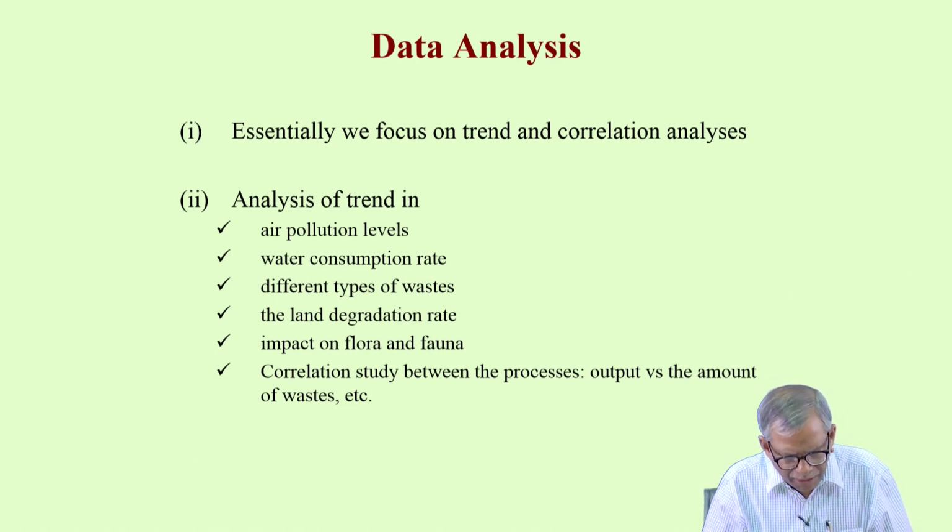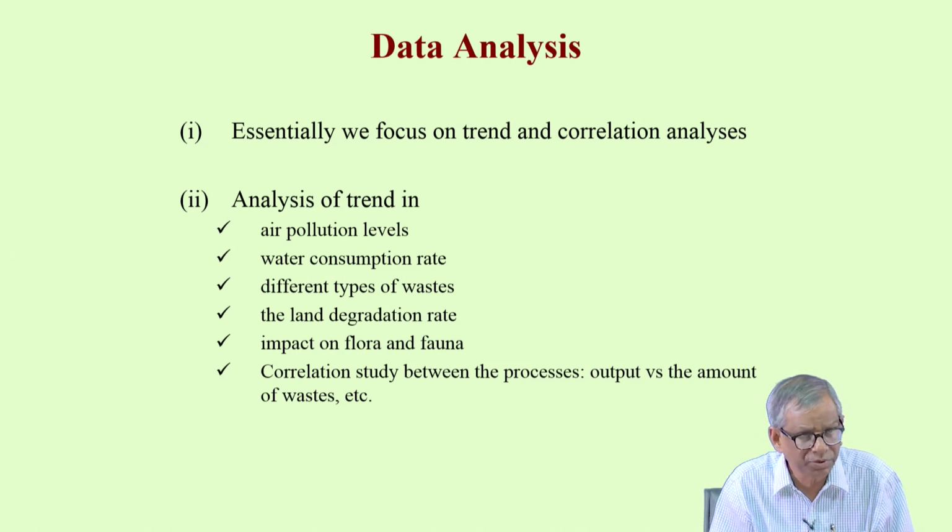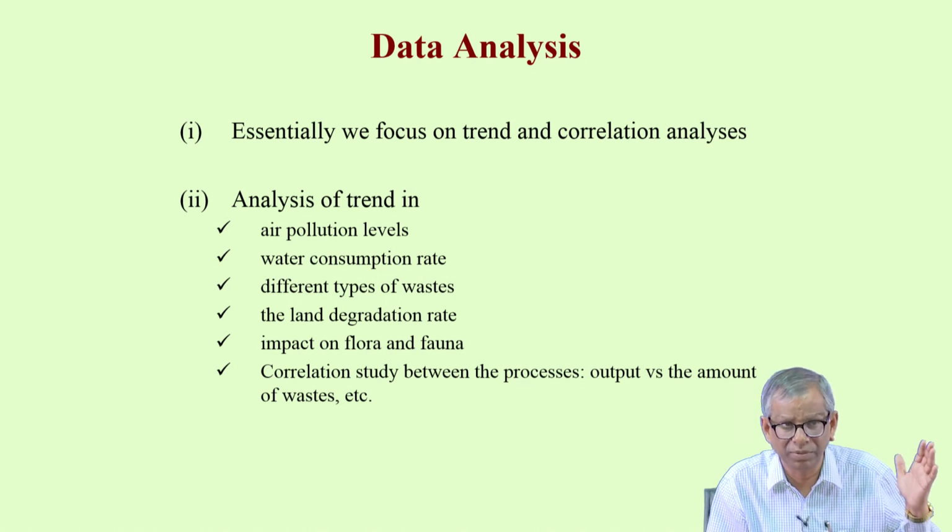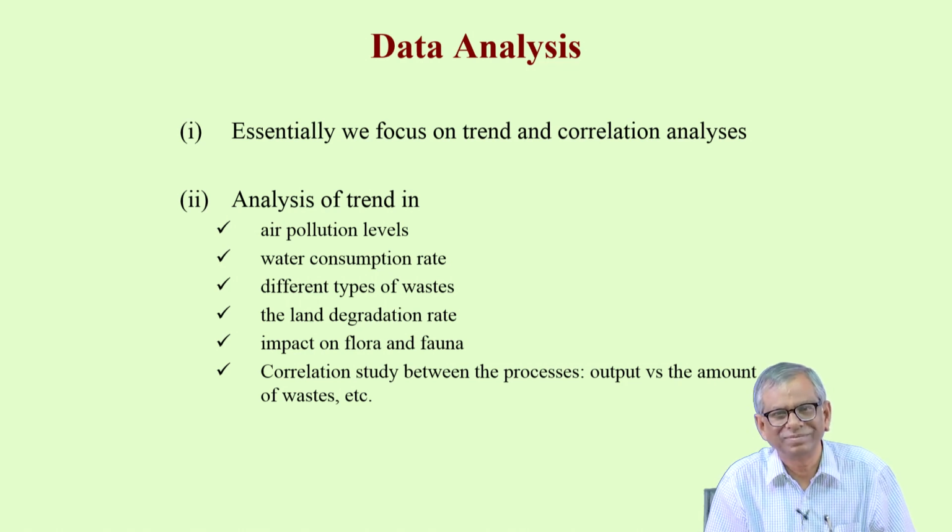So analysis of trend in air pollution levels, I have specifically mentioned water consumption rate, different types of wastes, the land degradation rate, impact on flora and fauna over the years. There must be a baseline at the base year. Correlation study between processes, output versus the amount of waste, etc. So this is also a rigorous exercise. What is expected, any research effort, this sort of analysis is required. It's clear?